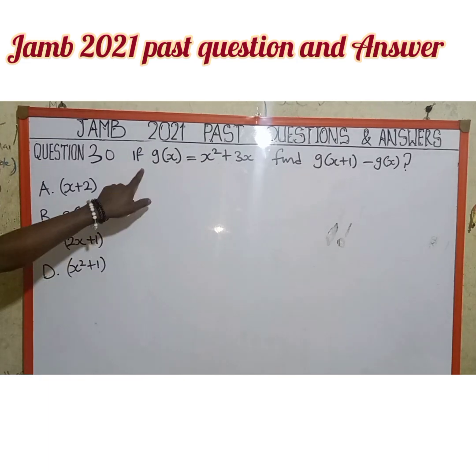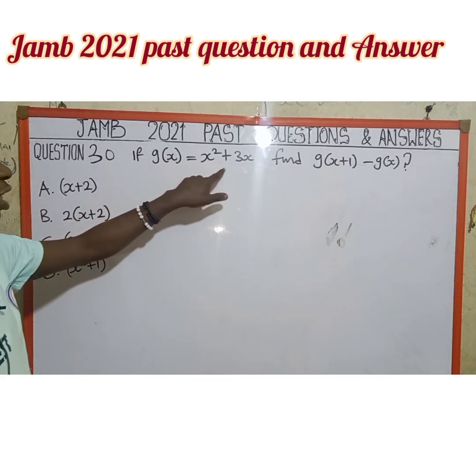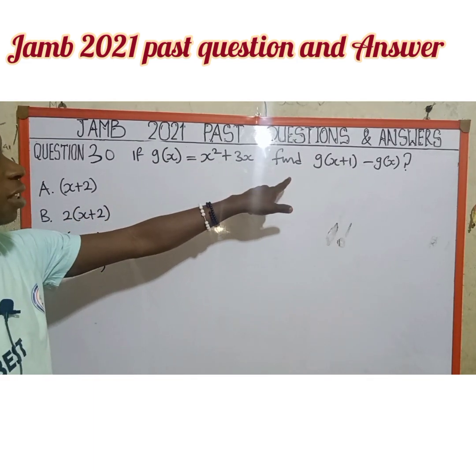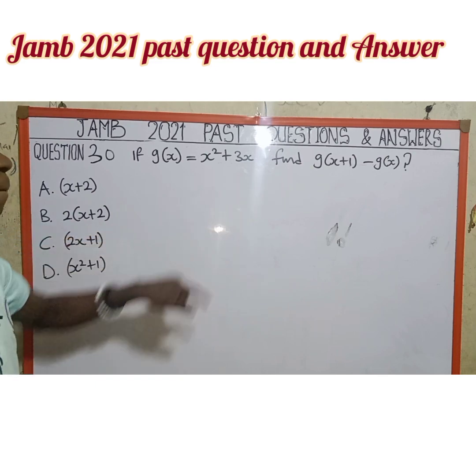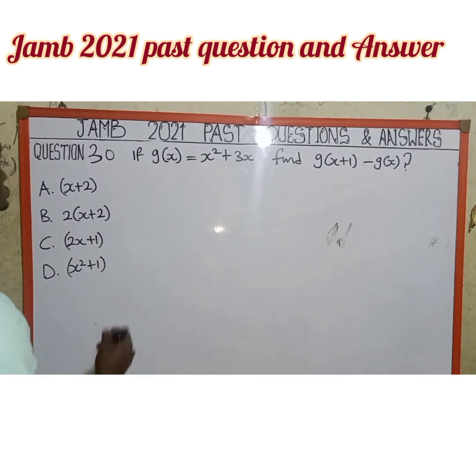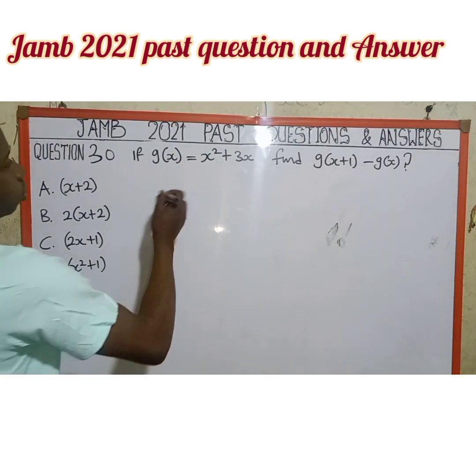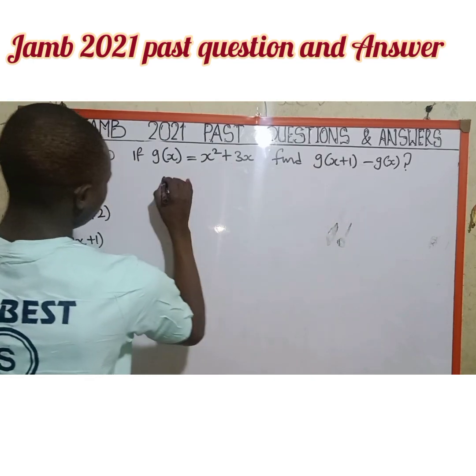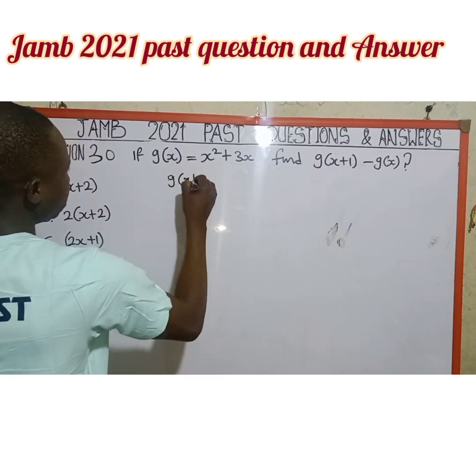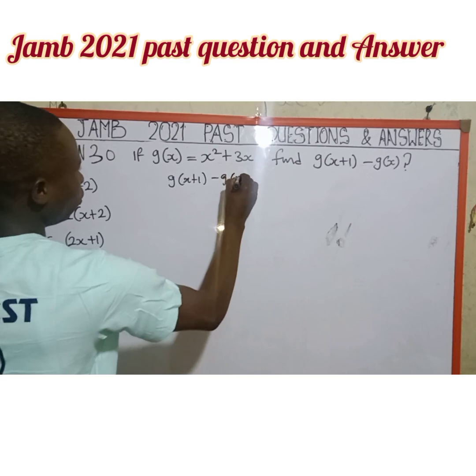And the question reads: if g of s is equal to s squared plus 3s, find g of s plus 1 minus g of s. We have been provided with options A to D. So let us solve. We are asked to find g of s plus 1 minus g of s.